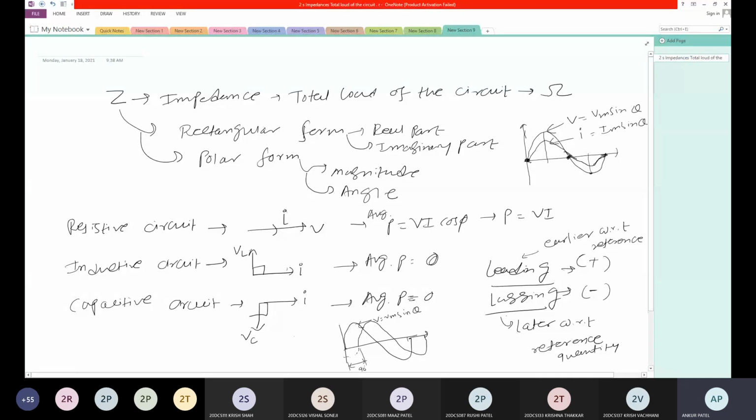This is your 90 degrees, or theta. So you can write this as Vm sin theta minus 90. As this current attains its zero value and maximum value later compared to this voltage, I can write I equal to Im sin theta minus 90 for lagging.